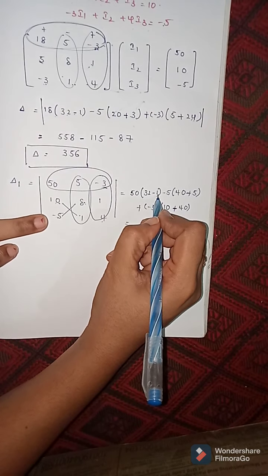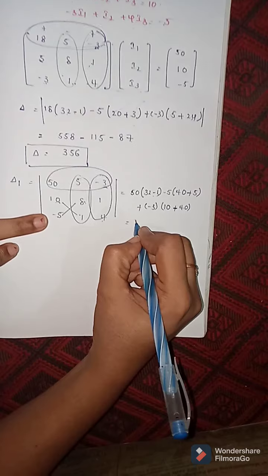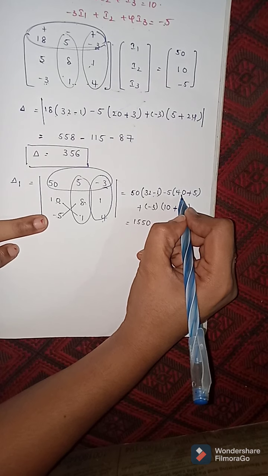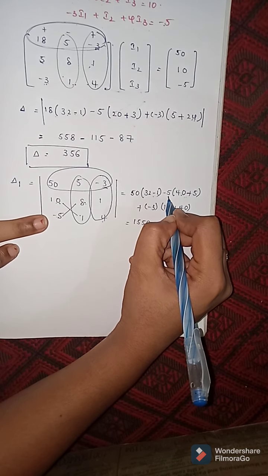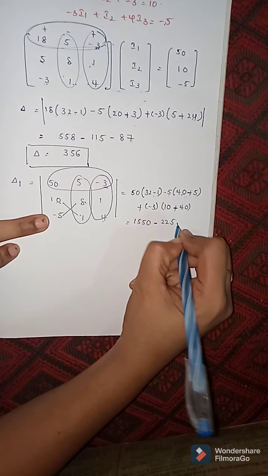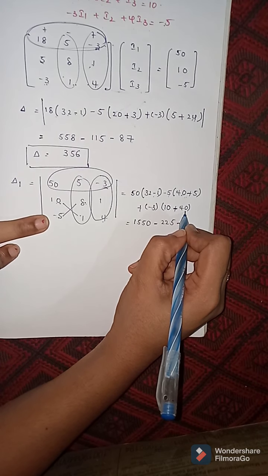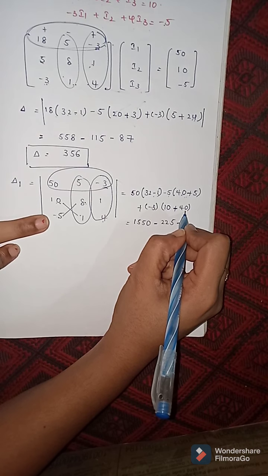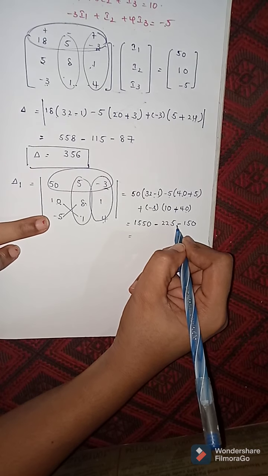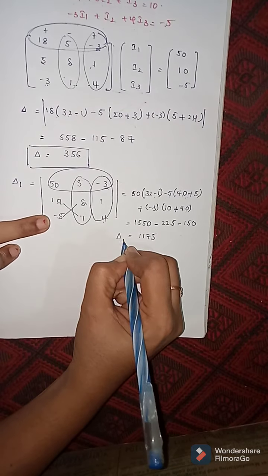32 minus 1, 31 into 50, 1550 minus 40 plus 5, 45 into 5, 225, plus into minus, minus 10 plus 40, 50, 50 into 3 is 150. Solve this equation. The answer is 1175. This is the delta 1.